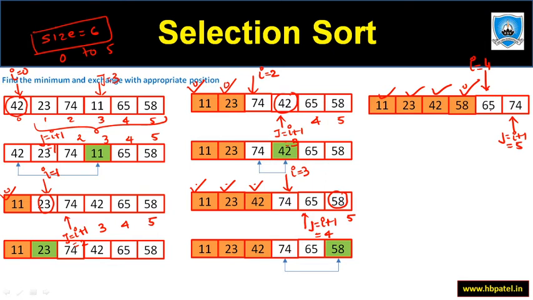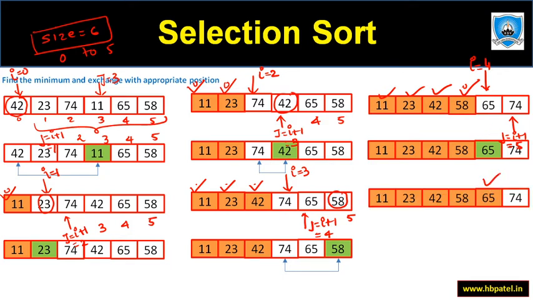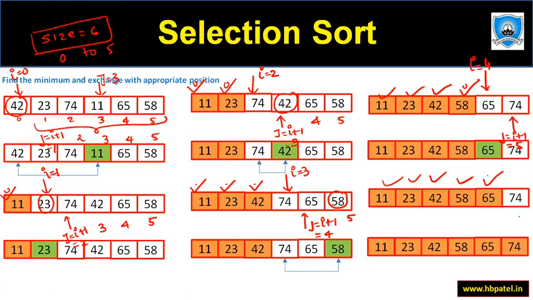Now compare these two, and we know that 65 is already at its right position. So we are not going to swap it, we'll be keeping 65. So 11, 23, 42, 58 and 65. And now the last element is already at its right position, so we do not need to compare or swap. So 74 is at the right position. Now this is the sorted array from minimum to maximum. 11 is minimum and 74 is maximum.